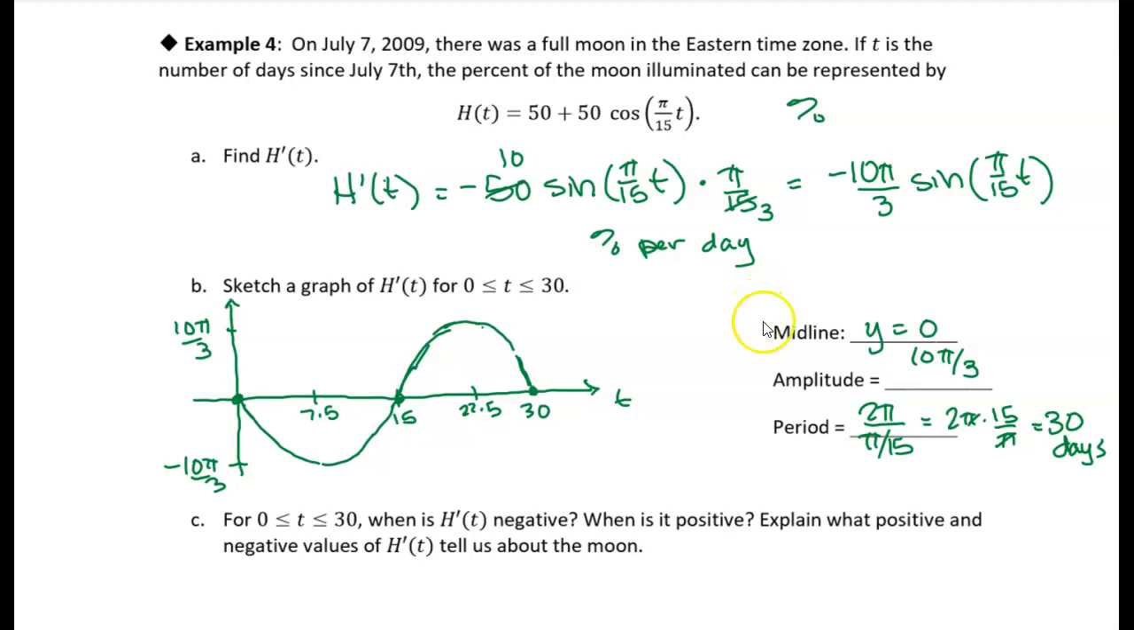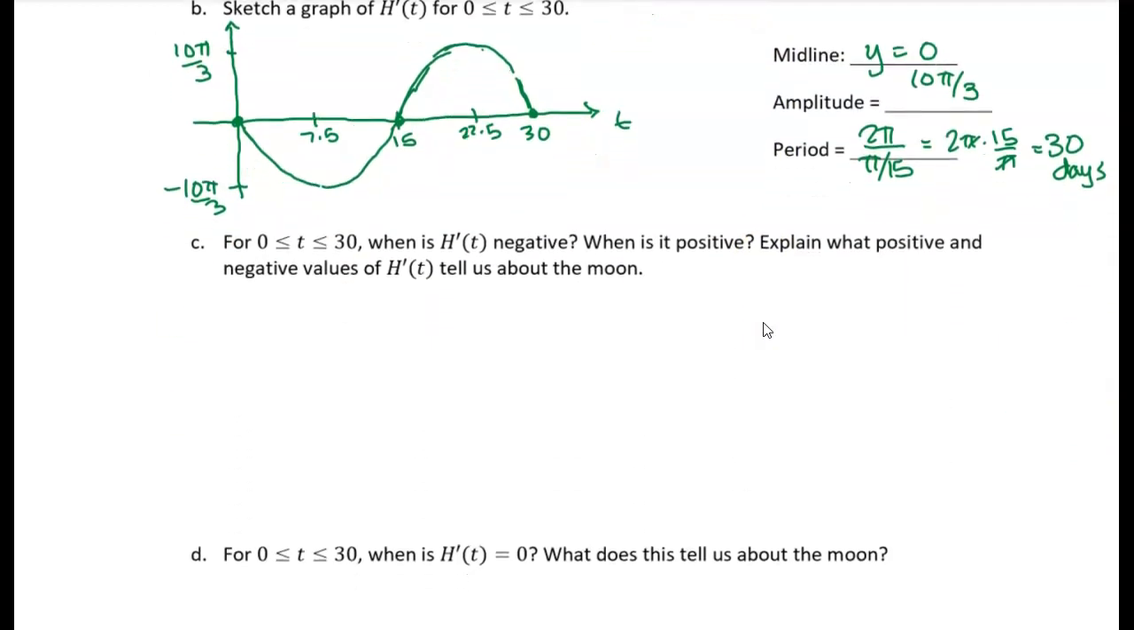All right, so let's take a look at part C. It says for the interval from t equals 0 to 30, when is h prime negative, when is it positive, and explain what those values mean. Well, we can just look at our graph. The graph is below the t-axis between 0 and 15, right? So first 15 days, h prime is negative, right?